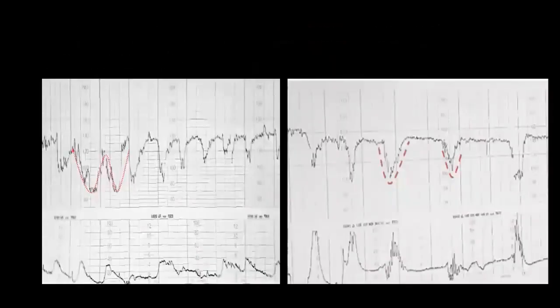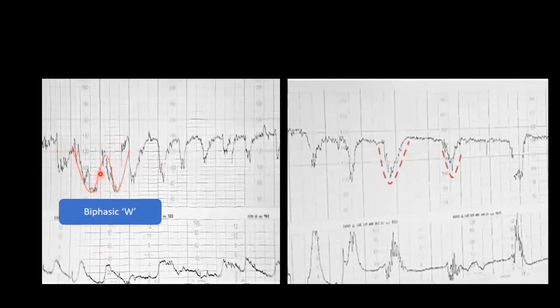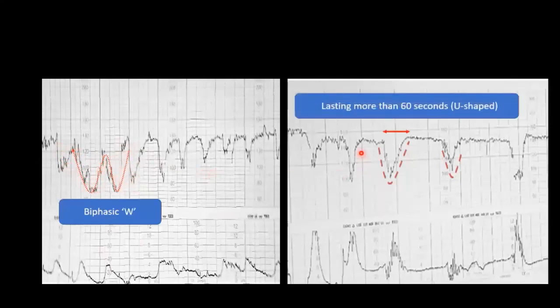Okay, let me talk you through what a biphasic is. Biphasic means like a W sign, the W shape. When they have a deceleration, then the baby is recovering. The baby hasn't finished recovering, and another deceleration comes in. So this is called a biphasic. Next, you will have this U shape. U shape meaning that the deceleration lasts more than 60 seconds. Okay.